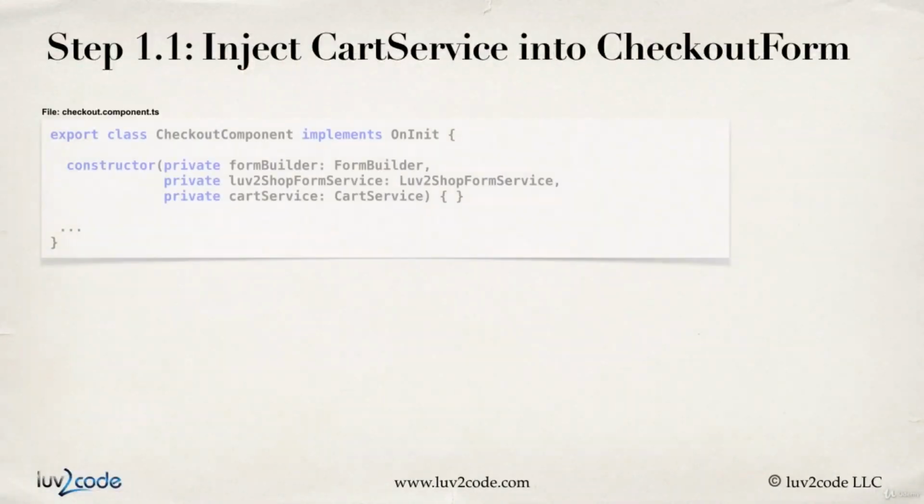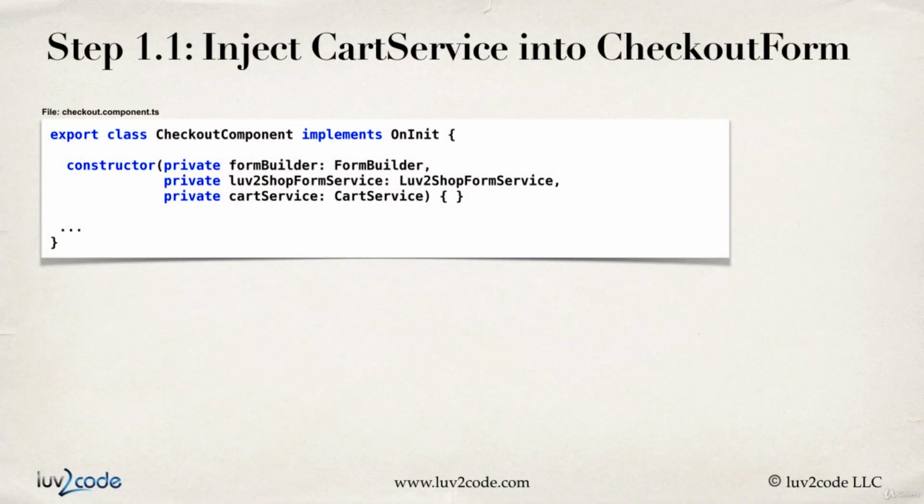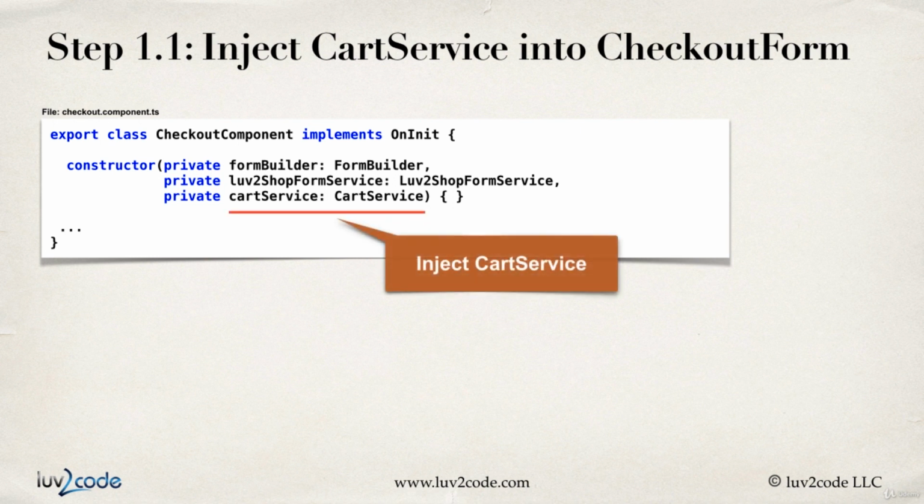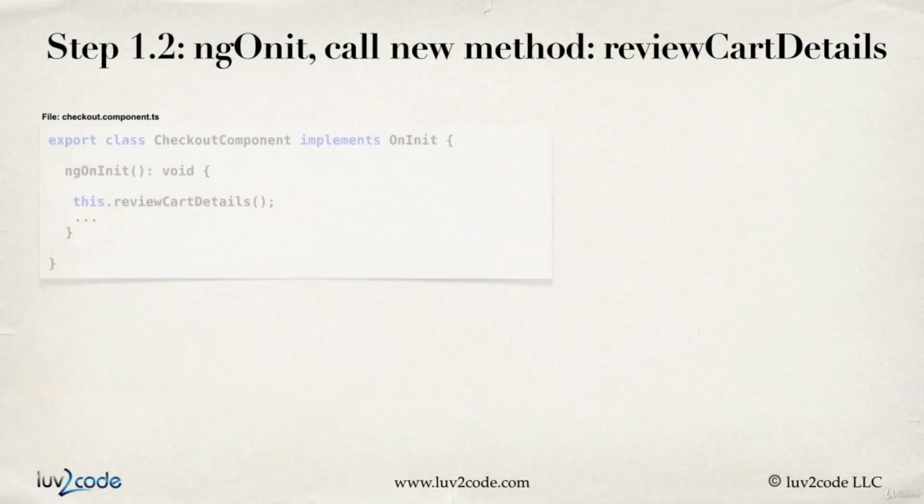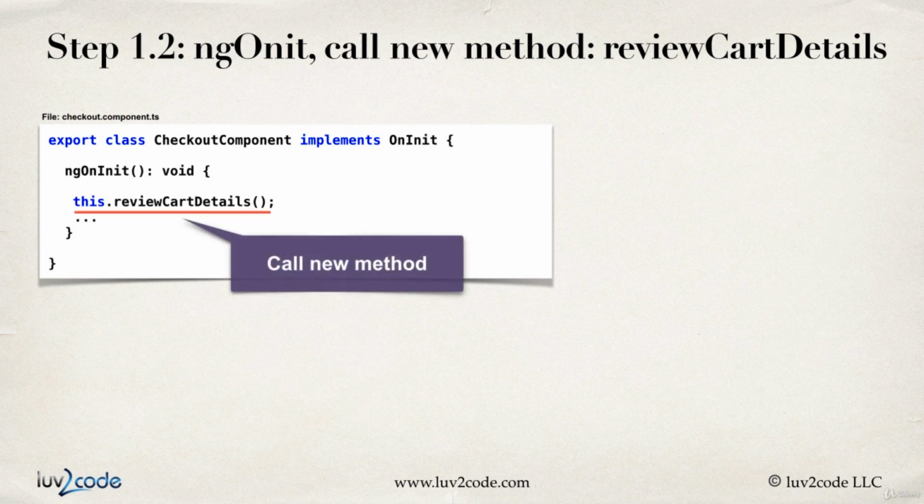In step 1.1, we'll inject the cart service into the checkout form. So we use the same approach that we've used before for injecting items here. We simply inject the cart service. And in step 1.2, in the ngOnInit method, we'll call reviewCartDetails. This is a new method that we're going to create. So we just put the call for it right here.